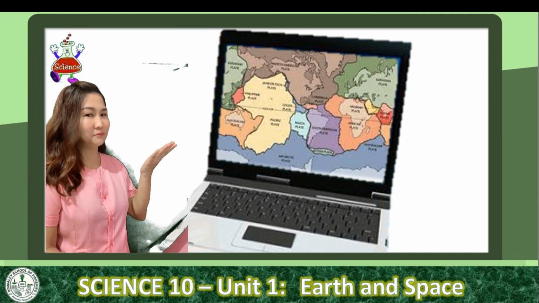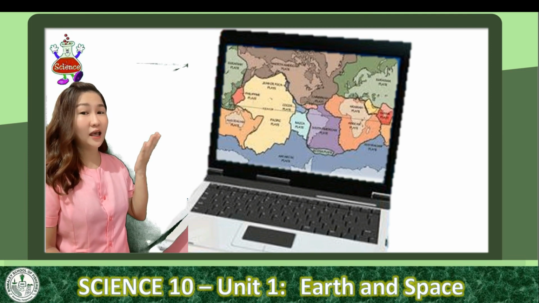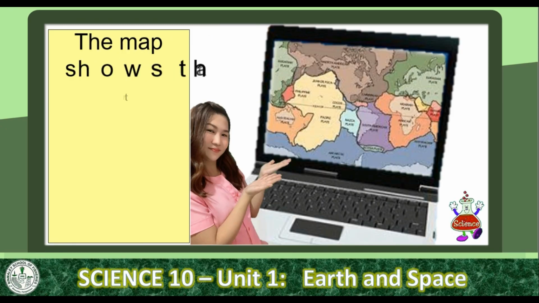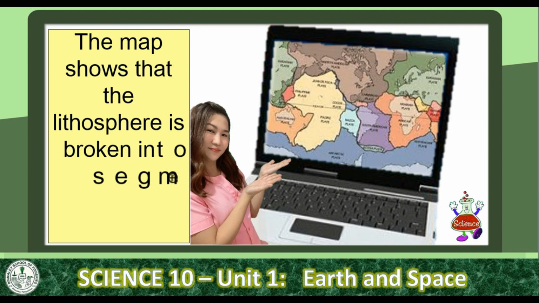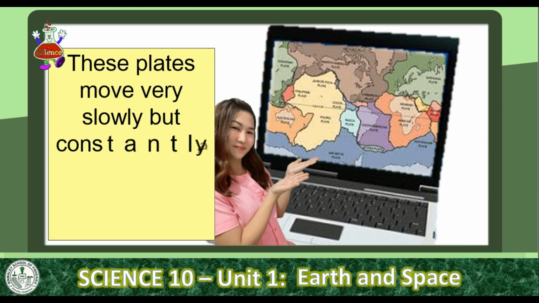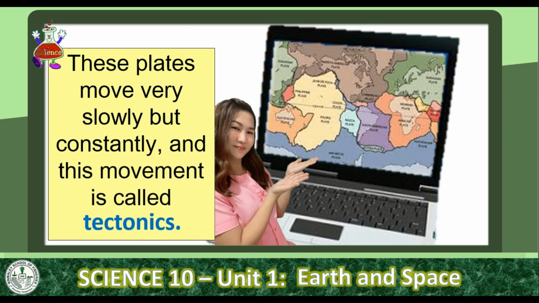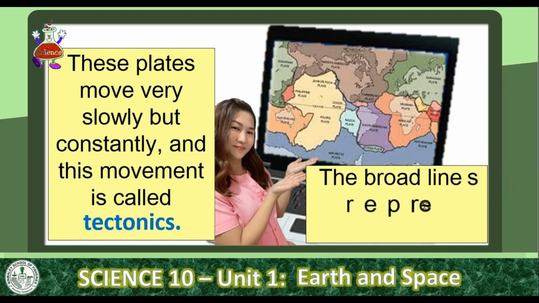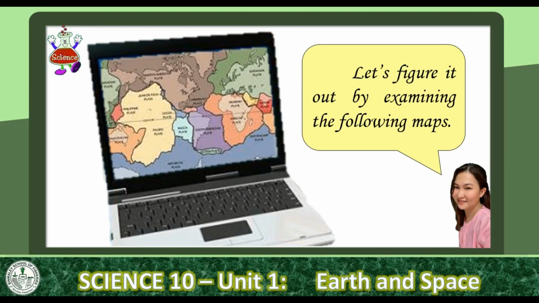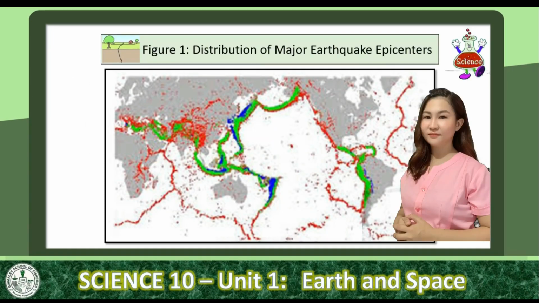What makes this map different from a regular world map? And what do these broad lines represent? The map shows that the lithosphere is broken into segments called plates. These plates move very slowly but constantly, and this movement is called tectonics. The broad lines represent the plate boundaries. What do you think are the bases of the scientists in dividing the lithosphere in such a manner? Let's figure it out by examining the following maps.